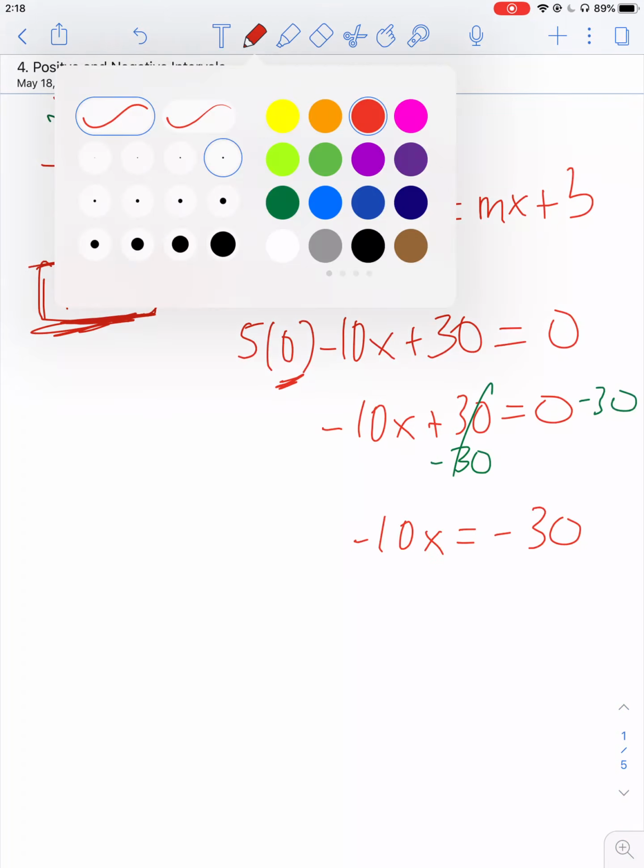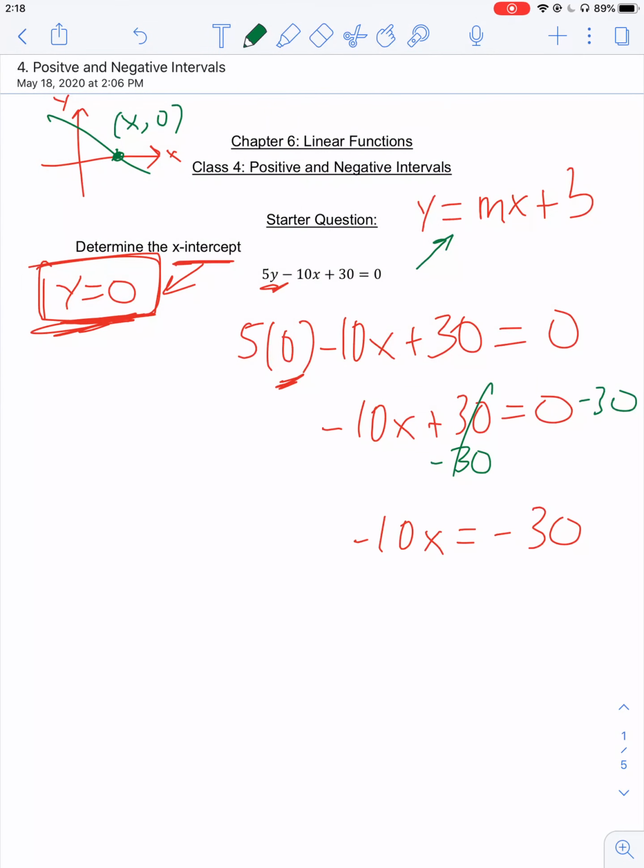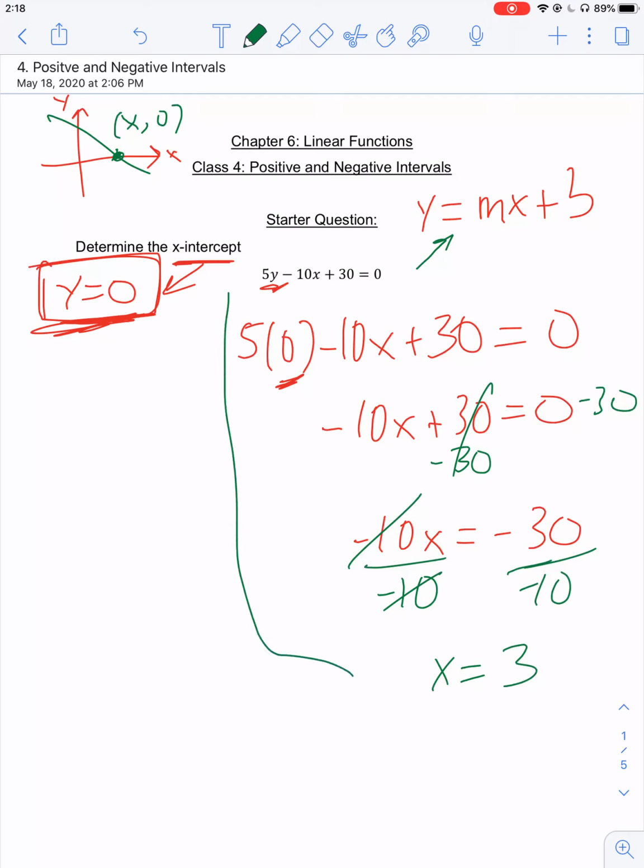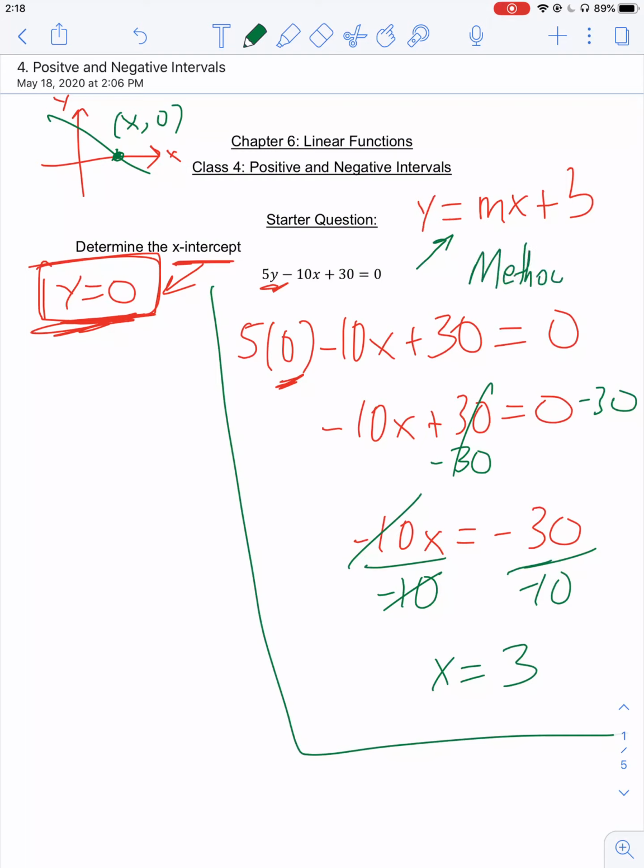And then you can get rid of the minus 10. It's minus 10 times x, so the opposite is divide by minus 10. Divide by minus 10, divide by minus 10, and then your minus 10 disappears. So x is just equal to 3. Okay, so this is your x-intercept. This is one way of doing it. Actually, let me separate this way. So let's call this method 1. Method 1.